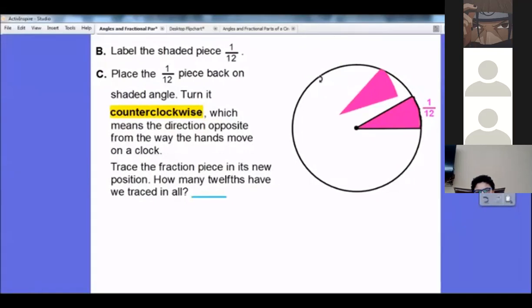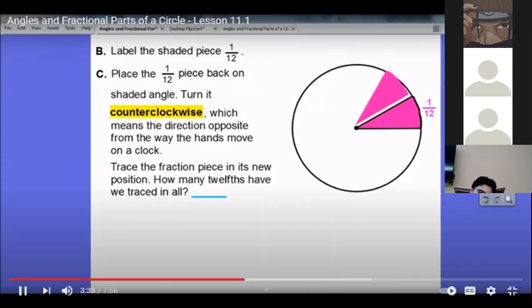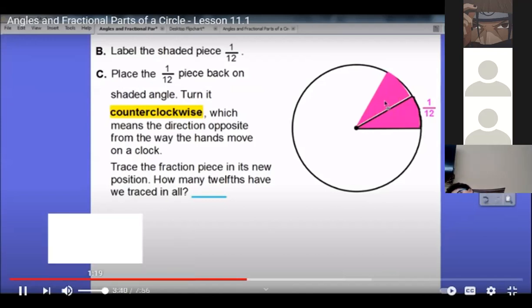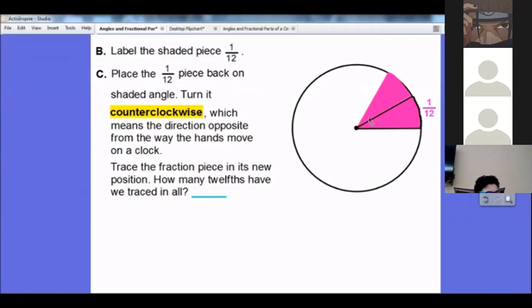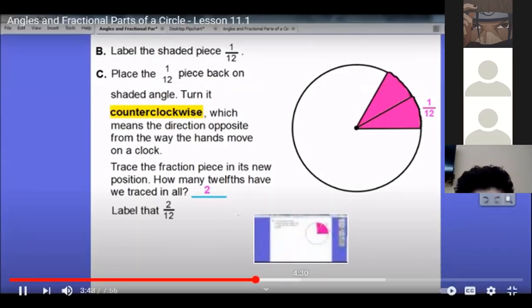Turn it counterclockwise. So I'm just going to line it up right there and then put it at the center of the circle right there. I've got to line it up and then trace it again because it says to trace it right there. Oops, I didn't mean to move the circle. Let me move that back there. Okay, so trace this fractional piece into its new position, and how many twelfths are we going to have? So there it is. It's all nice and traced right there.